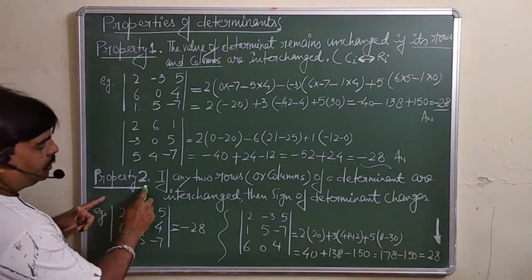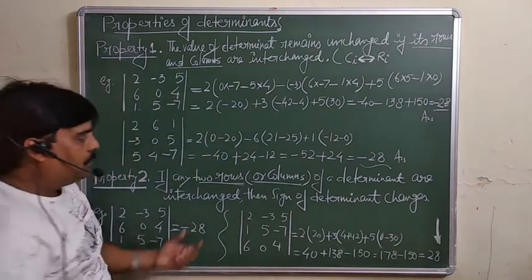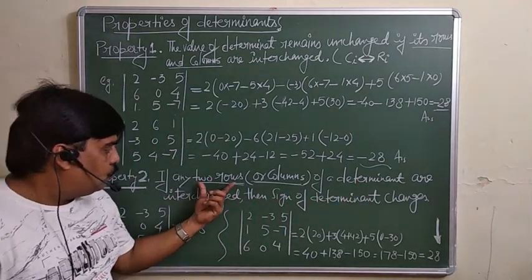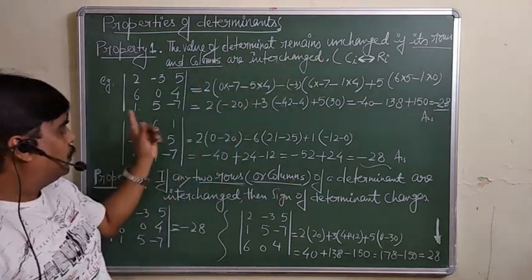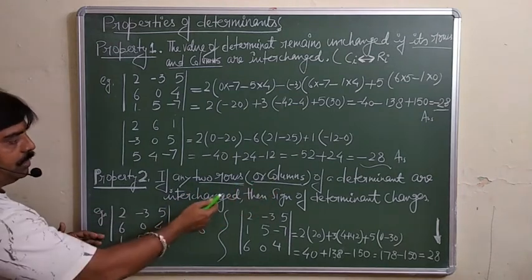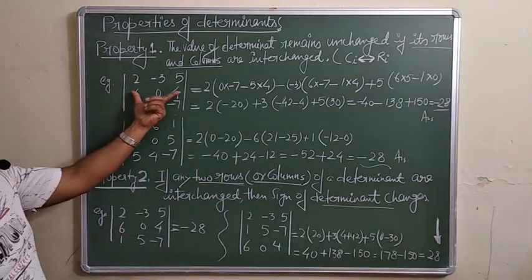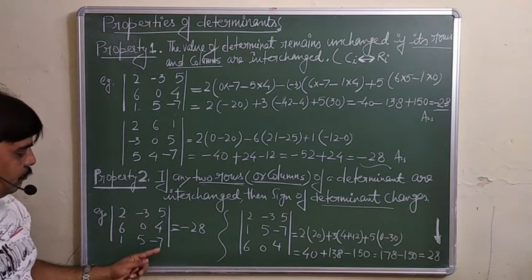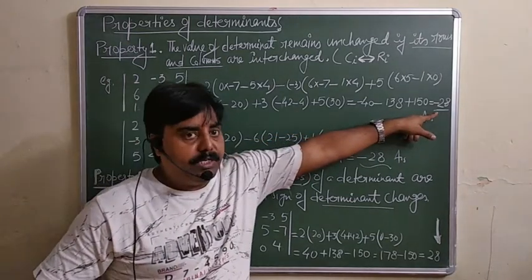But the second property is, if we interchange any two rows or any two columns, then the sign of the determinant will be changed. For instance, look here now. I am taking the same matrix, 2, minus 3, 5; 6, 0, 4; 1, 5, minus 7. So your determinant used to be minus 28, which we had already calculated.